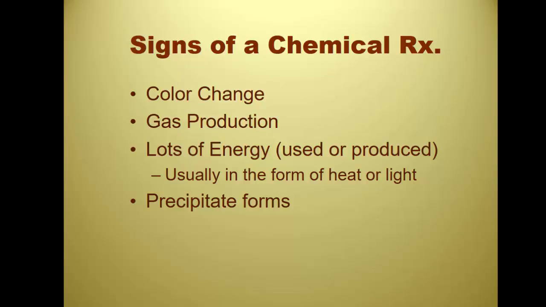And signs of a chemical reaction, a chemical change, are a color change, a gas being produced, lots of energy, like an explosion, like we saw on that very first slide. We can usually tell that lots of energy has been put out by heat or light, or if a precipitate forms, meaning you have a liquid and then all of a sudden a solid comes out of it. That is a precipitate, something that is not soluble in that liquid anymore.